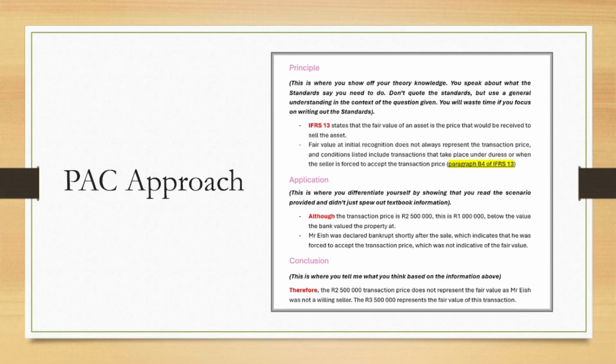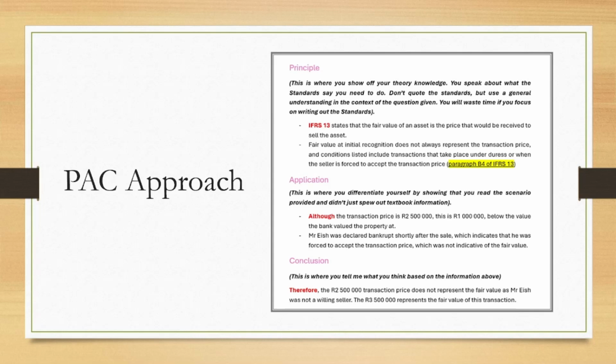Now, I've put back the same slide opening on application by saying this is where you differentiate yourself. Although the transaction price is $2,500,000, this is R1 million below the value the bank valued the property at. We were told this in the scenario. So Mr. Aish was declared bankrupt, which indicates he was forced to accept the transaction price. Why do these words matter? Because they're identical to this: "or when the seller is forced to accept the transaction price." Mr. Aish was forced to accept the transaction price, which is not indicative of the fair value.